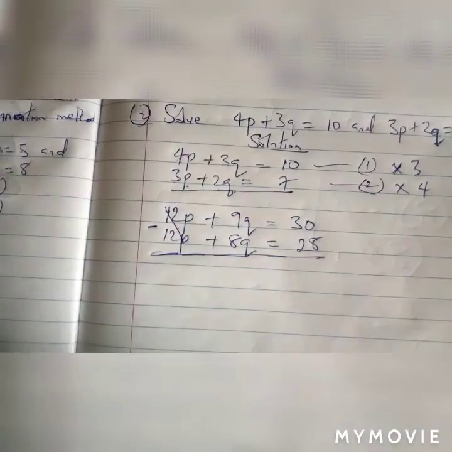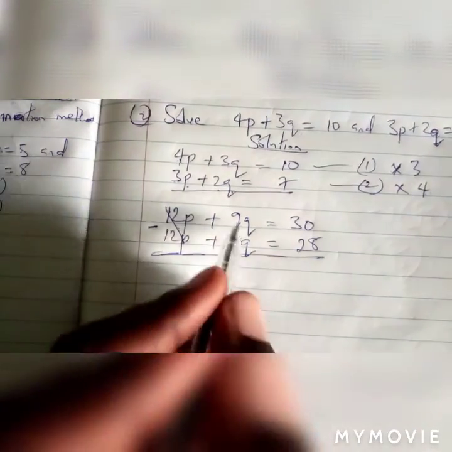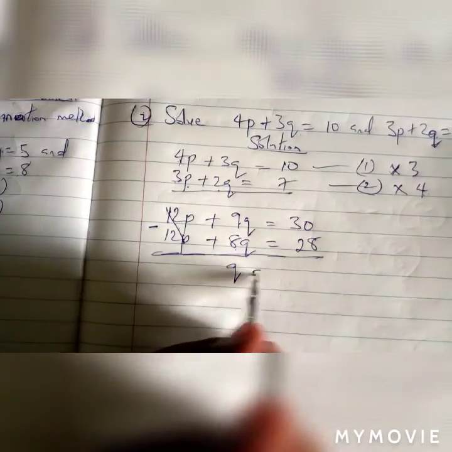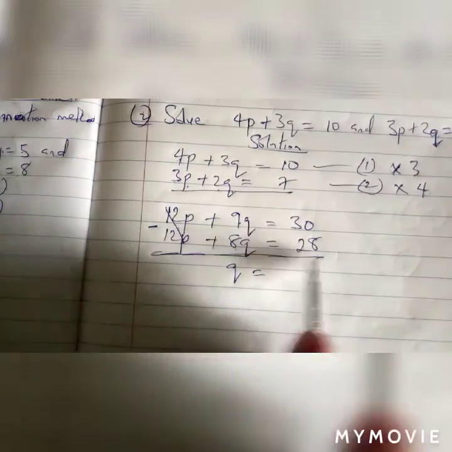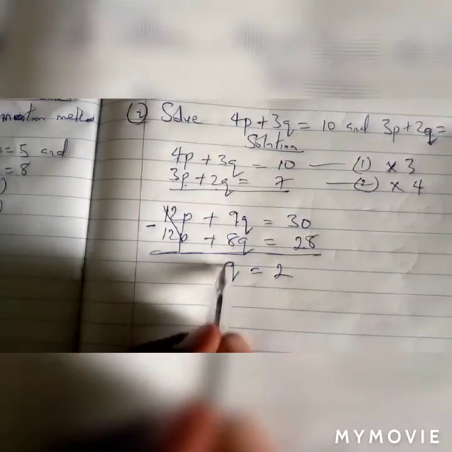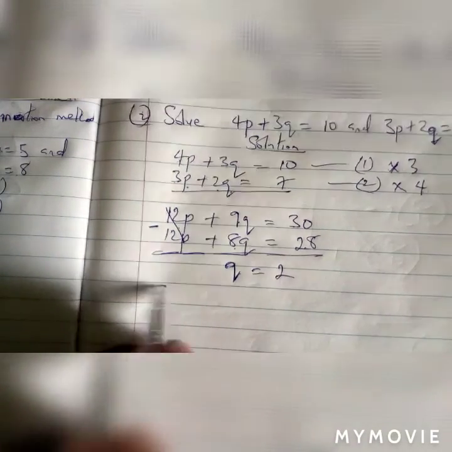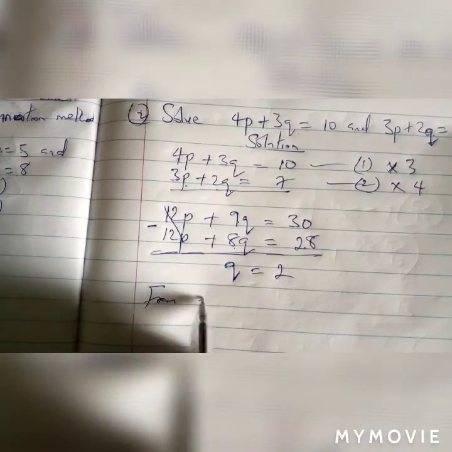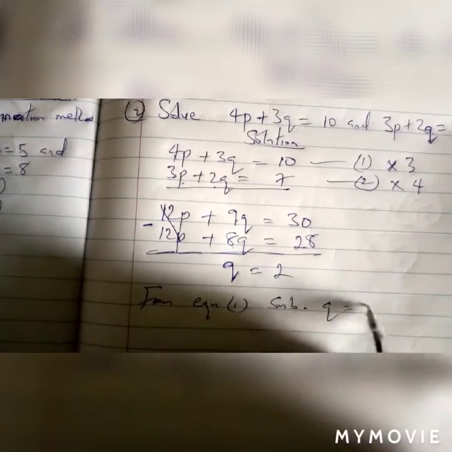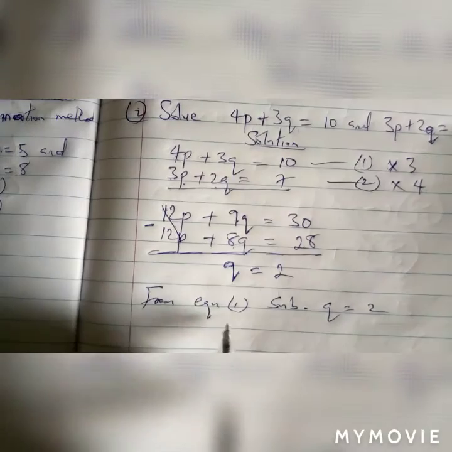So this is 12p minus 12p, which is out. So we have 9q minus 8q will give us q, which equals 30 minus 28, which will give us 2. So we have gotten our q to be 2. Now what is p? We can use any of the equations. So we are going to substitute q as 2 in equation 1. You can use any of the equations, but I decided to use equation 1.